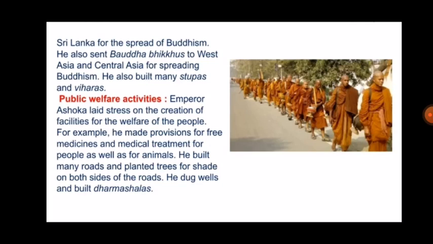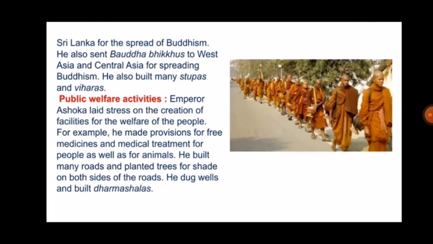The next point is public welfare activities. Emperor Ashoka laid stress on the creation of facilities for the welfare of people. For example, he made provisions for free medicines and medical treatment for people as well as for animals. He built many roads and planted trees for shade on both sides of the roads. He dug wells and built dharmashalas. So he also built schools.